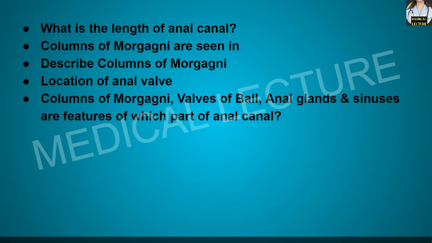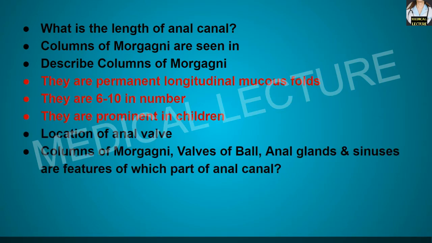What is the length of the anal canal? So it is about 3.8 centimeters. Columns of Morgagni are seen in the upper part of the anal canal. Describe the columns of Morgagni. So columns of Morgagni are permanent longitudinal mucous folds, and they are 6 to 10 in number, and they are prominent in children.